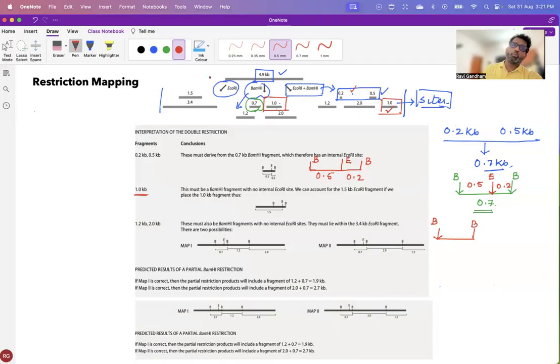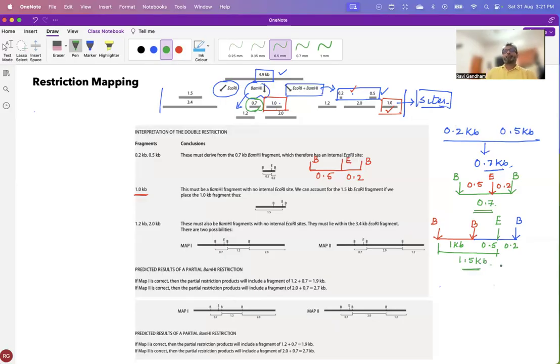So what do we do now? We attach this 1 kb fragment that we have got now with this 0.7 kb fragment that we have analyzed in our first set of fragments, right? So we have BamH1 sites here and with an internal site of EcoR1. So what does this indicate? This indicates that this is 1 kb here, from here to here, and this is 0.5 kb and this is 0.2 kb in size. Now, if you are looking at this size from here to here, it means that it is around 1.5 kb in length.